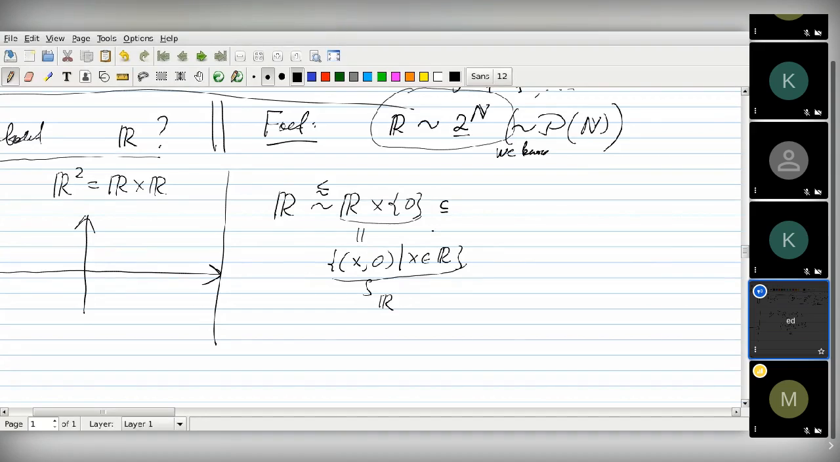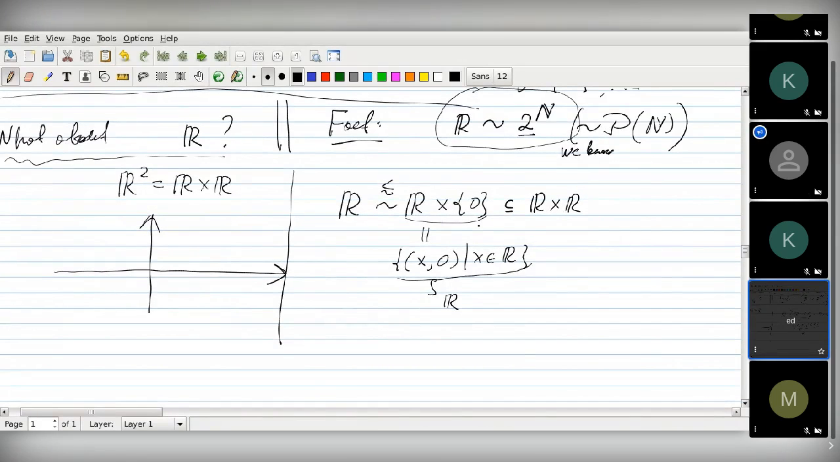Okay, but is 0 a real number? Is 0 a real number? Dear student, yes, this is zero, of course. So this is the subset of the set of all pairs of reals. In the plane we have this set here, where y equals 0. Here it is, this line.